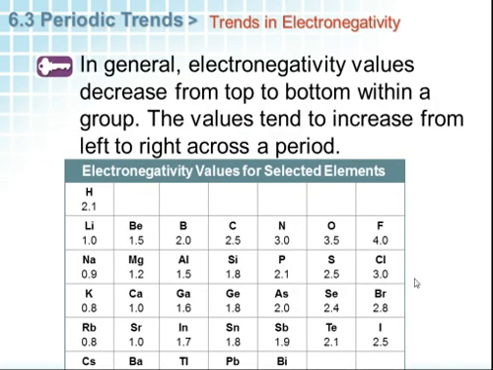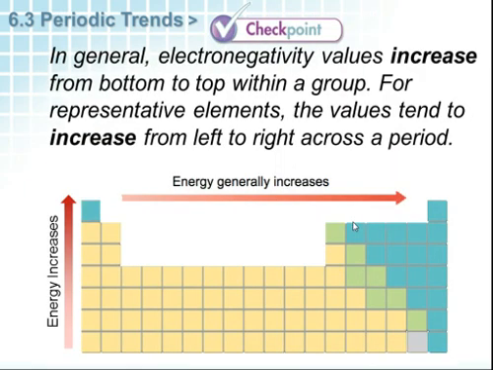So as a general statement, electronegativity values decrease from top to bottom within a group. Okay, you can see that here. 1.0 to 0.9 to 0.8 and so on. And then they increase as they go from left to right, 1.0, 1.5 all the way to 4.0. Okay, and then there's what that periodic table would look like again. And then there's that same statement.